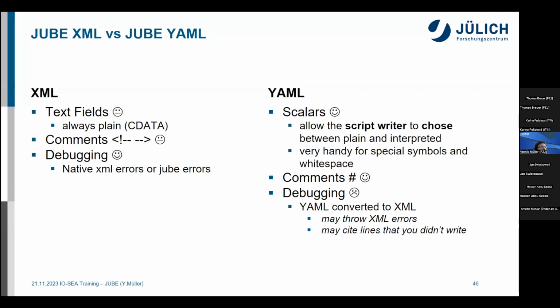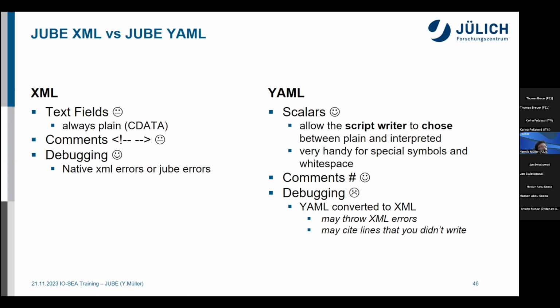So here's a little bit of comparison, things that work well or not so well in the one or the other. We have seen in XML the text field, and the text field in XML is always just plain text. There is no way to encode this. Basically, you would have to tell the JUBE developer, hey, I'm writing a specific coding here. Can you please do the processing for me? Because you cannot tell the XML this is now encoding.